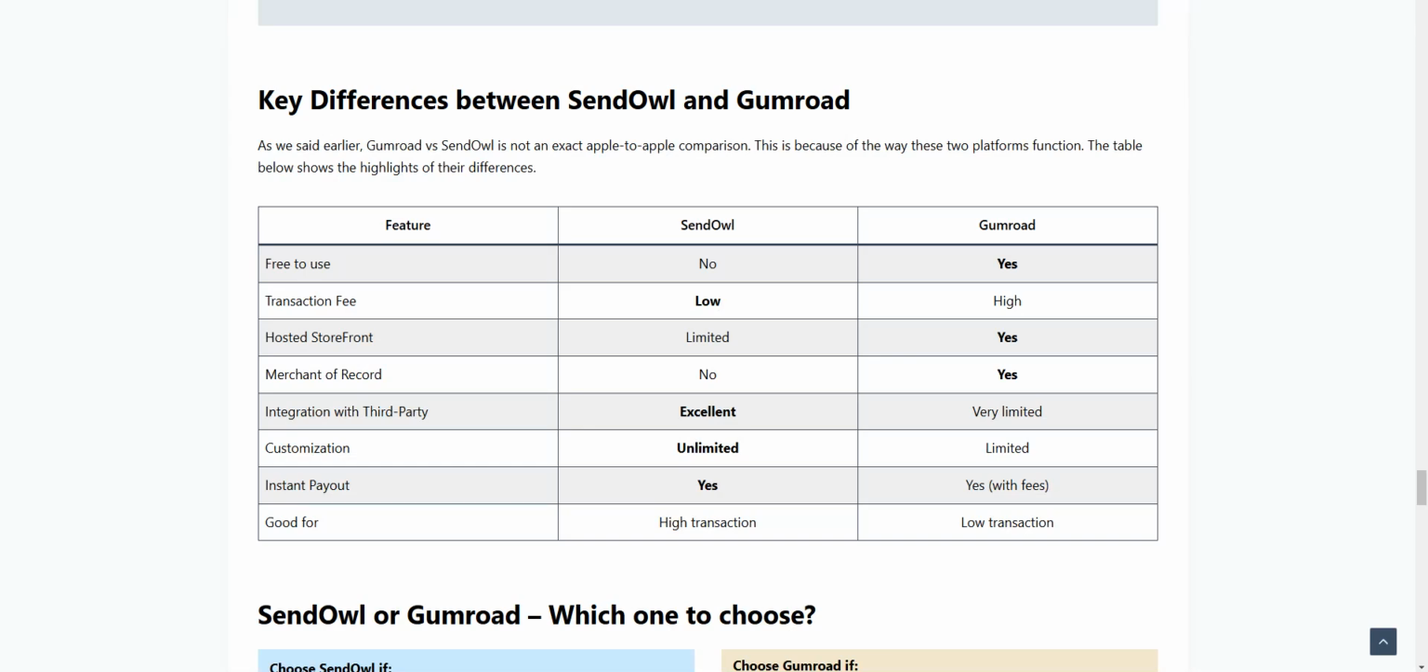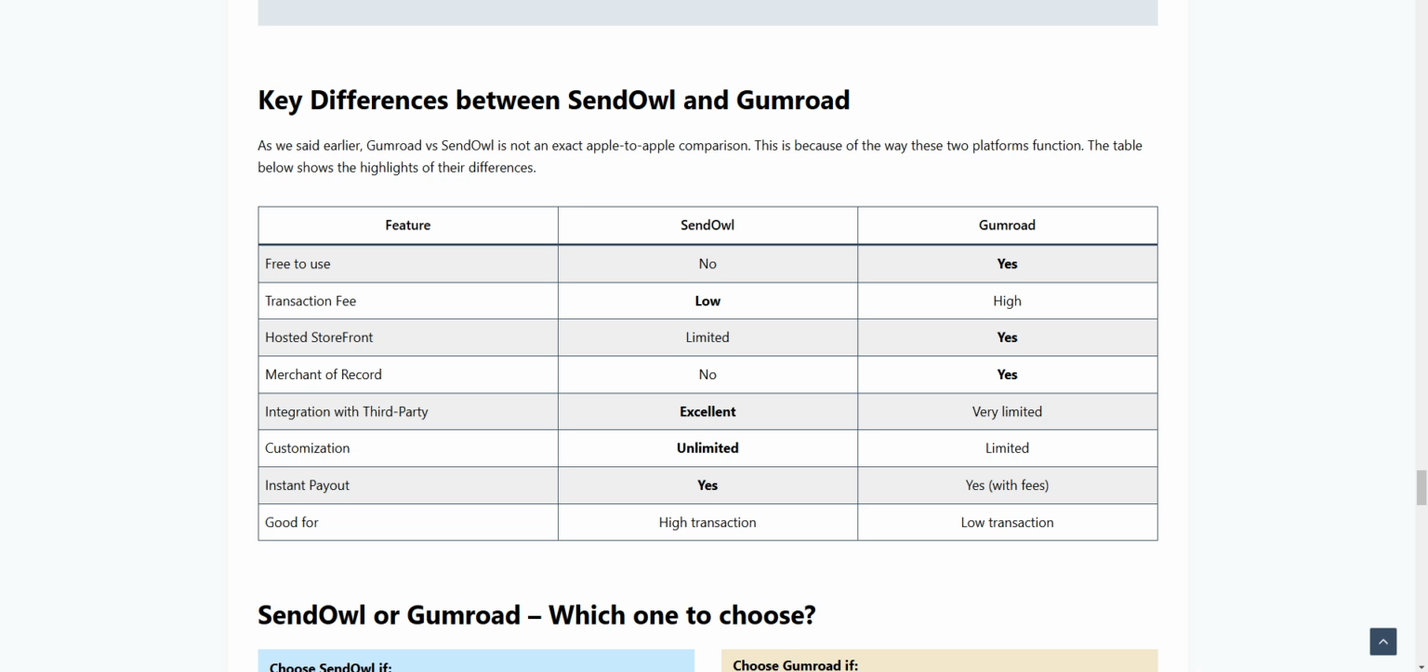This is a Sendowl versus Gumroad video. So for the key features, Sendowl is not free to use, but Gumroad is. The transaction fee is lower in Sendowl compared to Gumroad. There is a limited hosted storefront when it comes to Sendowl, and it is available in Gumroad. You get an excellent amount of integration with third party in Sendowl, but it's very limited with Gumroad.